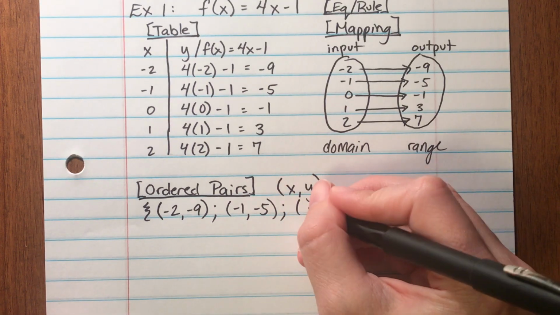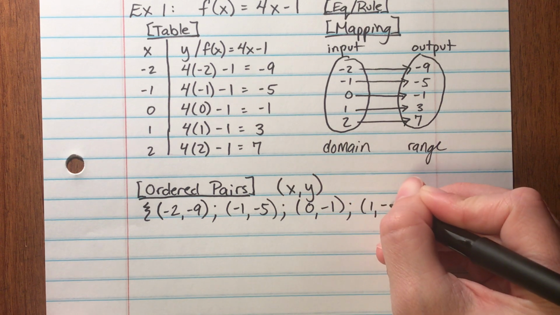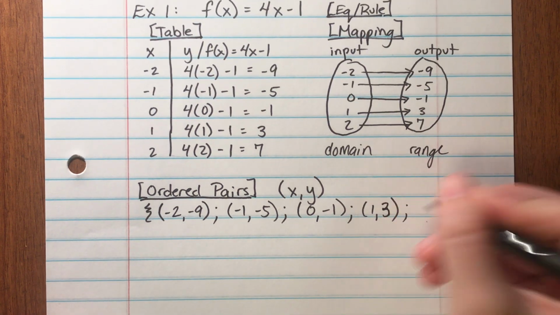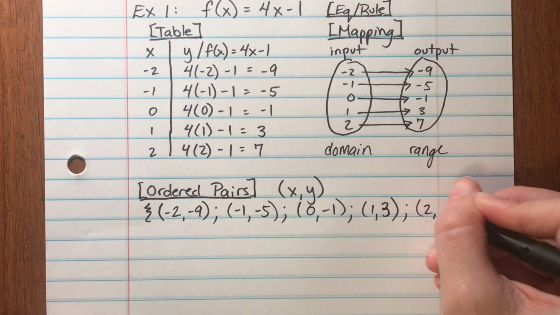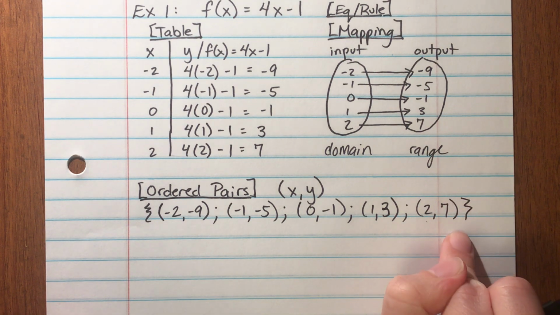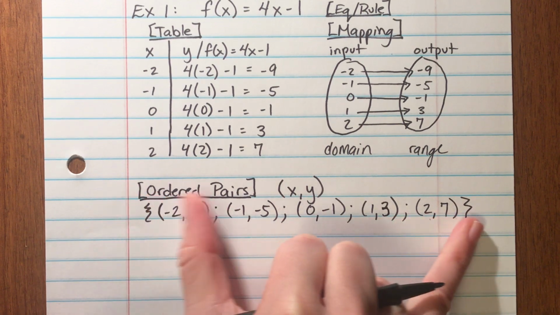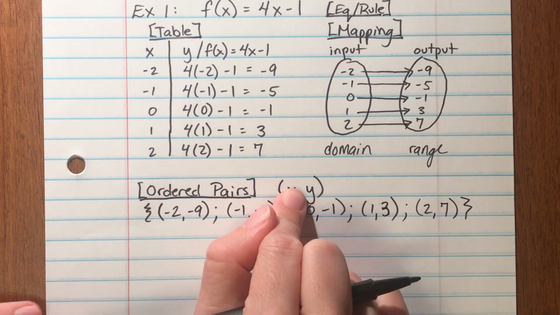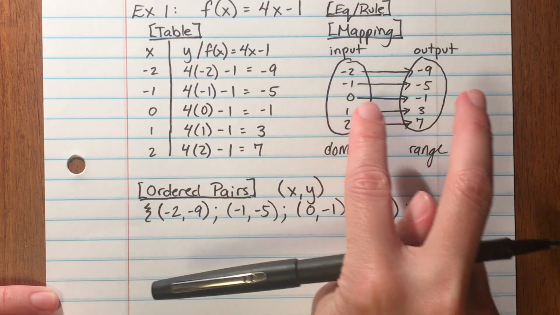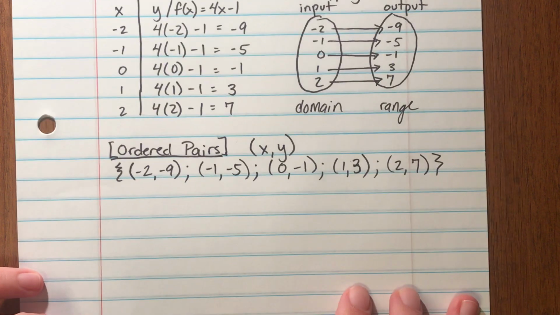Semicolon. 0 matches with -1. Semicolon. 1 matches with 3. Oops, put the negative there. Here we go. No negative, just 3. And then semicolon, the last match is 2 and 7. And of course I'm going to end that with a curly bracket as well, saying that this is the set of, curly brackets mean set, of all of these ordered pairs. And of course, again, I got those from the table, x and y, or I got them from the mapping, x and y. So those are my set of ordered pairs.